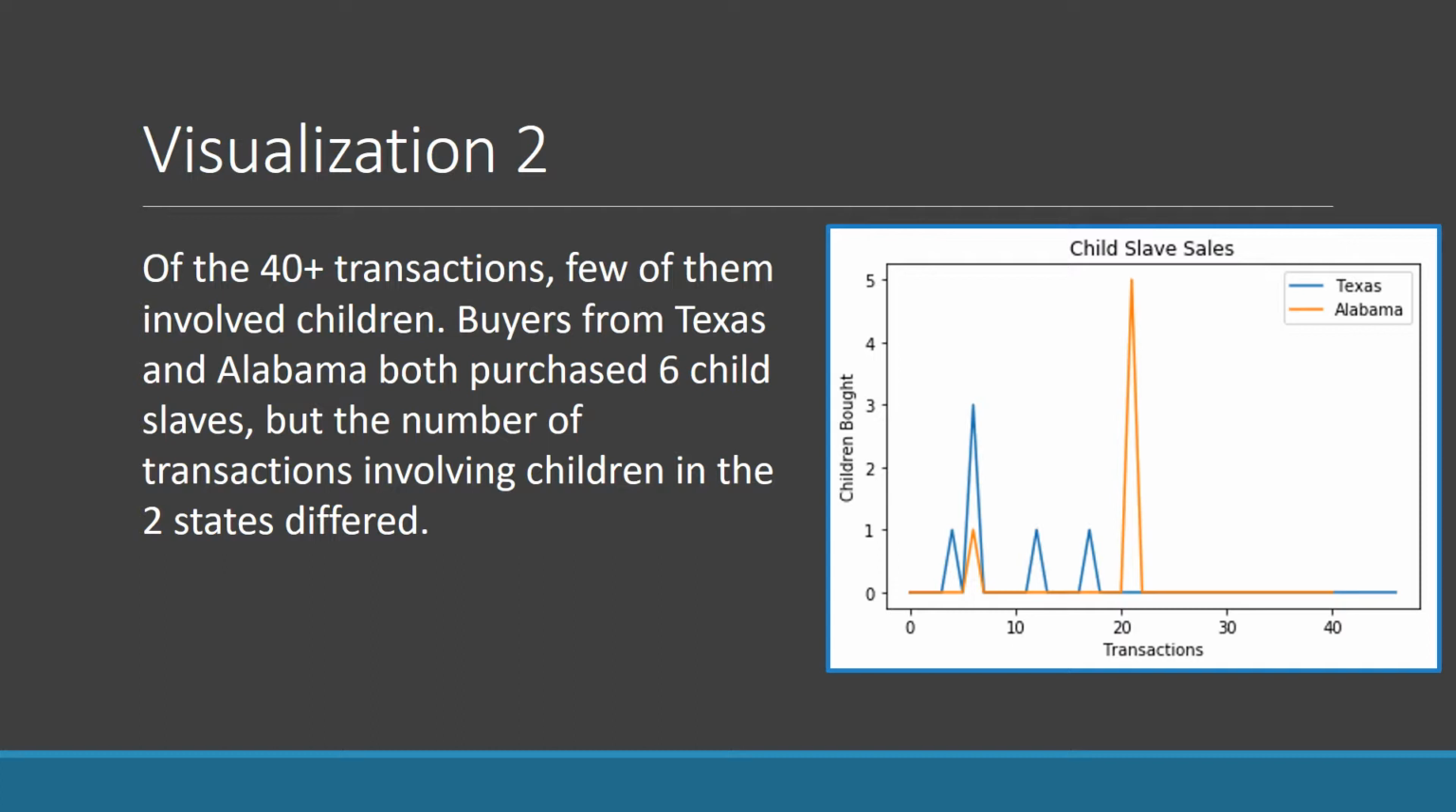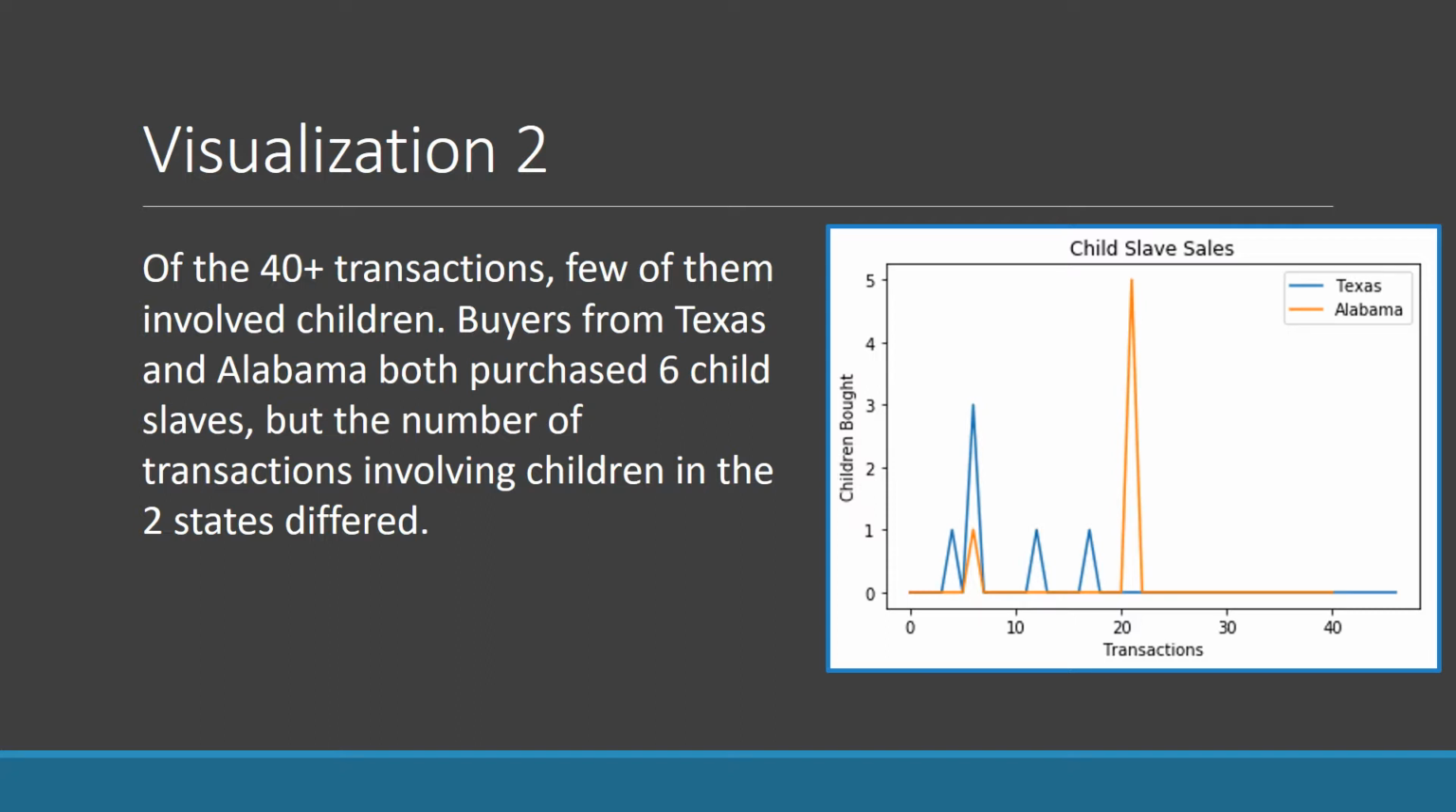Buyers from Texas and Alabama both purchased 6 child slaves, but the number of transactions involving children in the two states differed. Whereas Texas had a spread out number of transactions, many of the children bought in Alabama were purchased in one transaction.